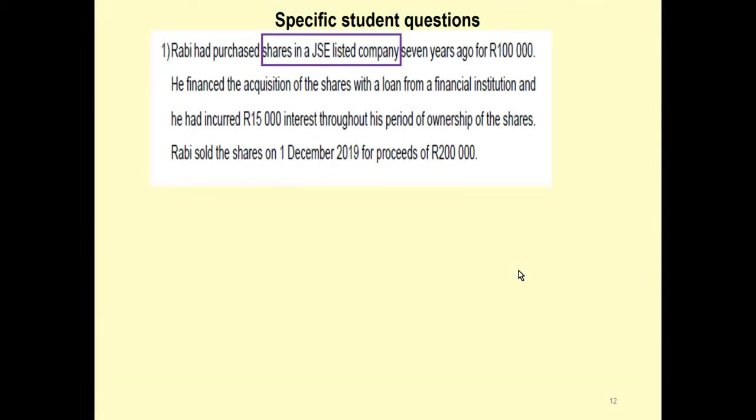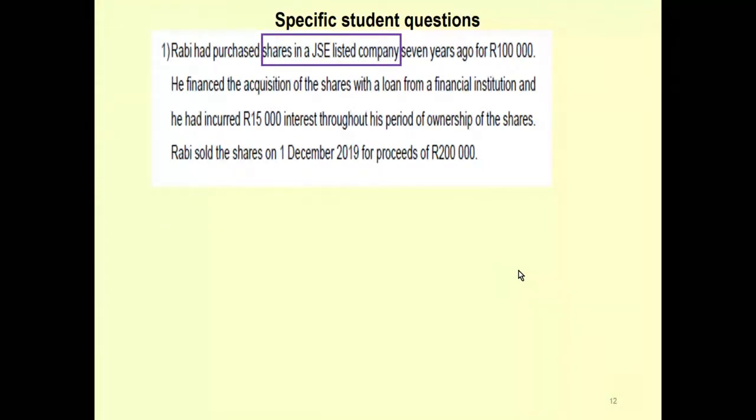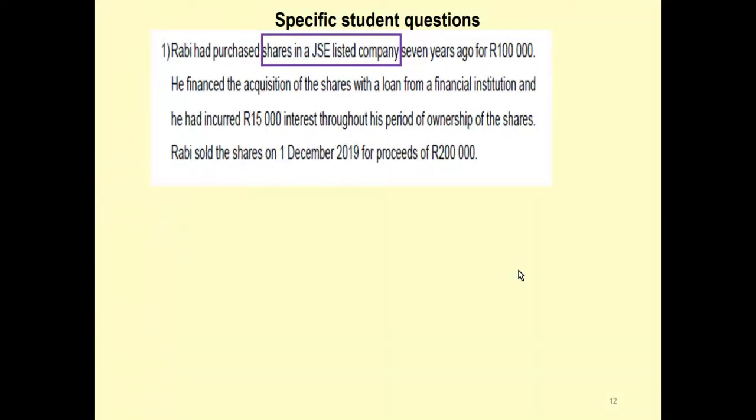And I definitely have base cost, but because these are shares that are listed on the JSE, I might have a special inclusion into base cost. So the amounts that are of relevance in determining base cost are going to be the 100,000 Rand and then the 15,000 Rand interest. Okay.